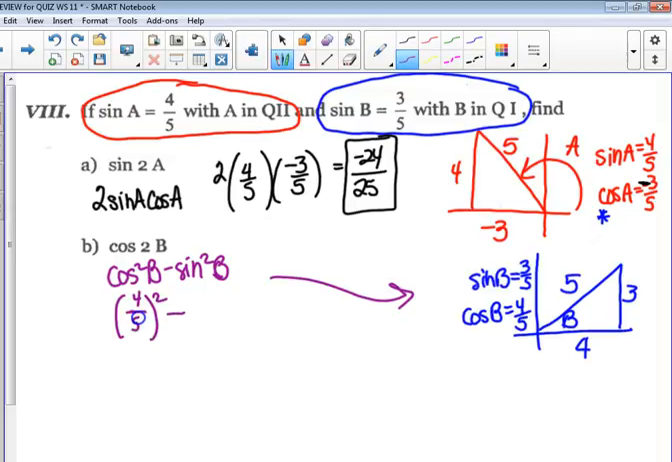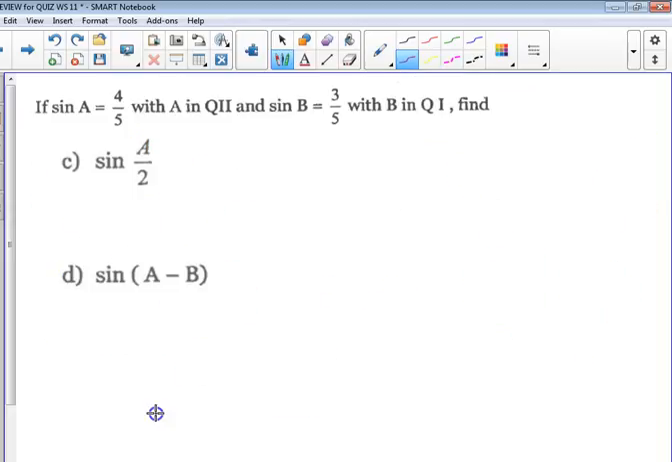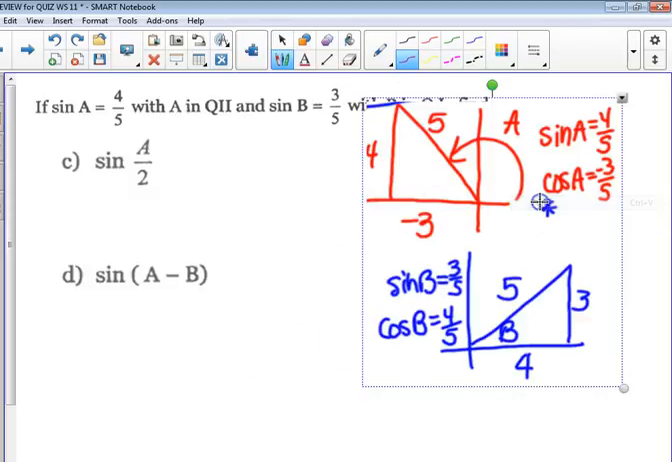4/5 squared minus the sine, which is 3/5 squared, would be 16/25 minus 9/25. Okay? All right. You guys try the next one. No? Next one's icky? All right. We'll do the next one together.